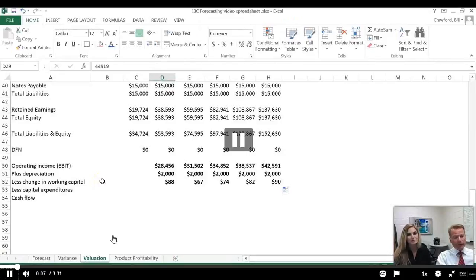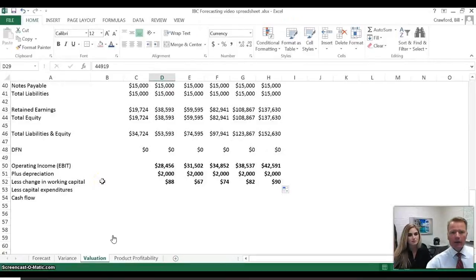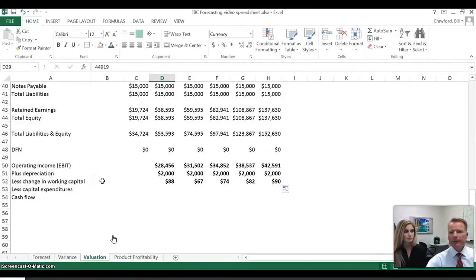And we're down to the line of capital expenditures. So realize that if we spend some money on equipment, that's going to go out in the form of cash, even though it sits on our balance sheet and we depreciate it over time. We need to account for it here.